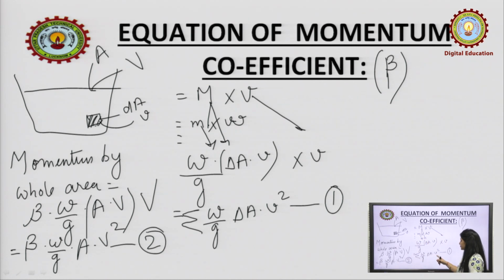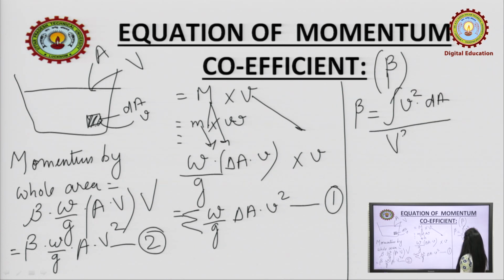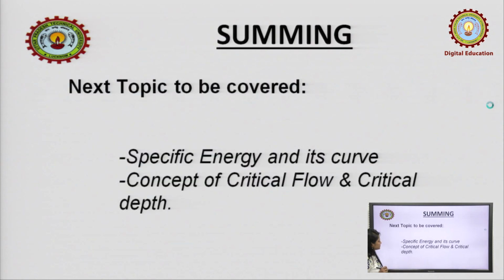Equating equation 1 and 2, we are getting beta as nothing but the integration of v square dA by capital V square into capital A. This is the equation for calculating the momentum correction factor, represented by beta.